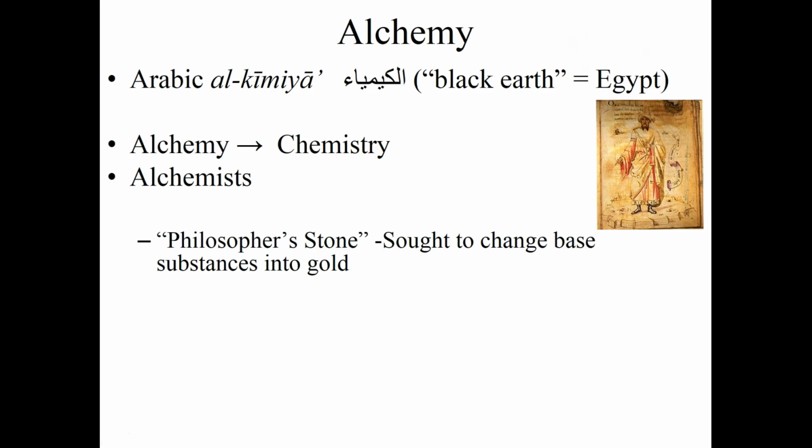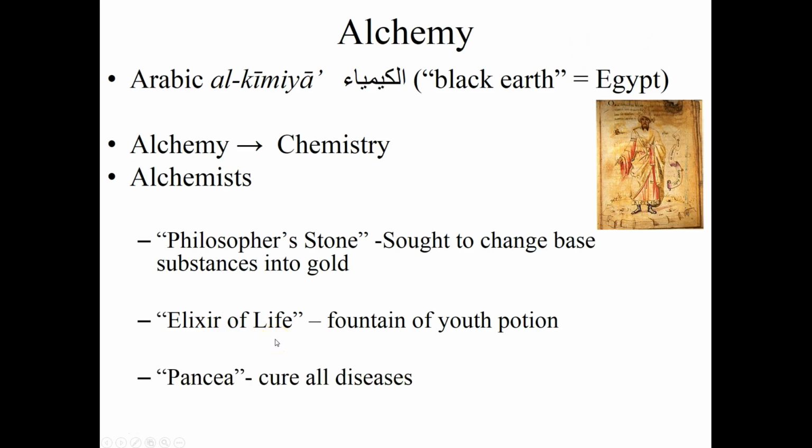Well, there were three things they were after. One of the things is they were looking for the philosopher's stone, something that would change base substances into gold. They wanted to get rich. They were entrepreneurs of the type. They were looking for an elixir of life, some sort of fountain of youth potion. Most oftentimes they wound up poisoning themselves, actually. And they were looking for the panacea, a cure-all for any sort of disease.